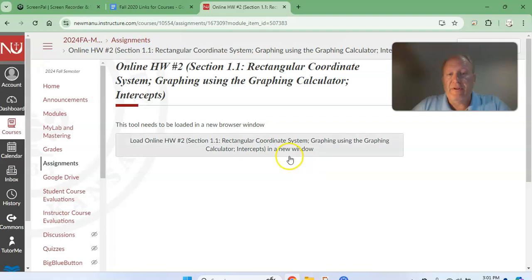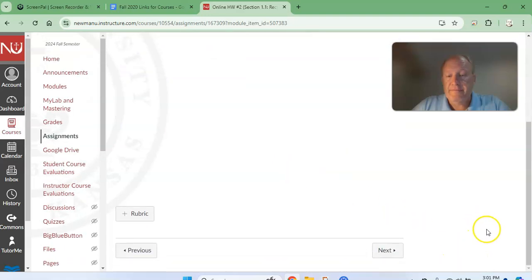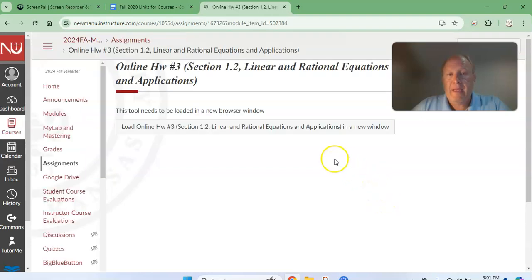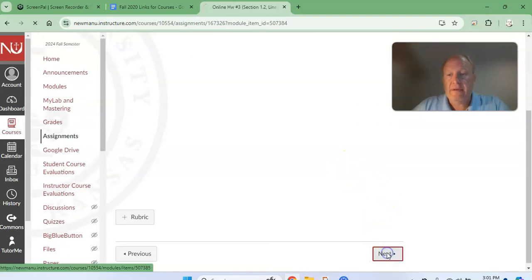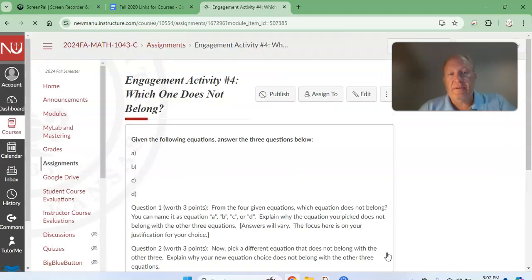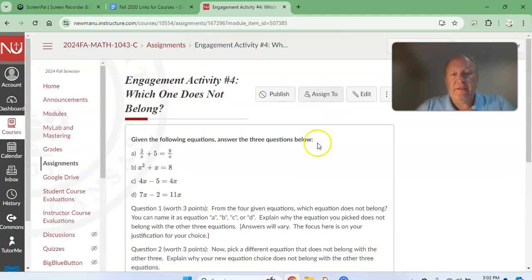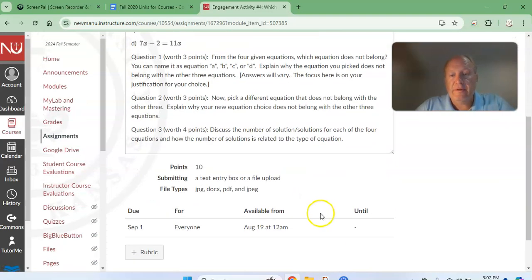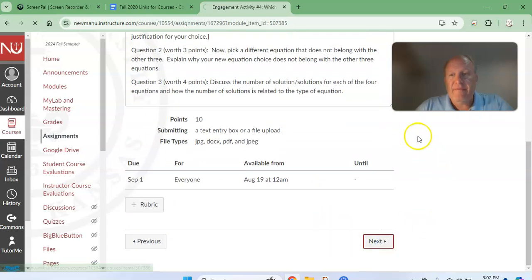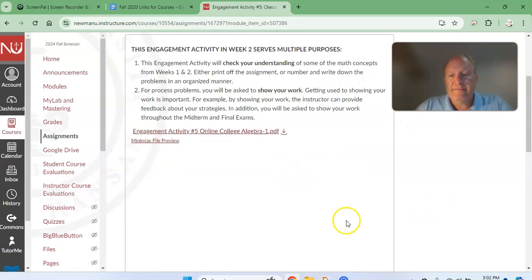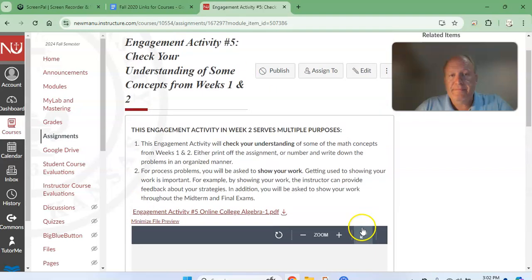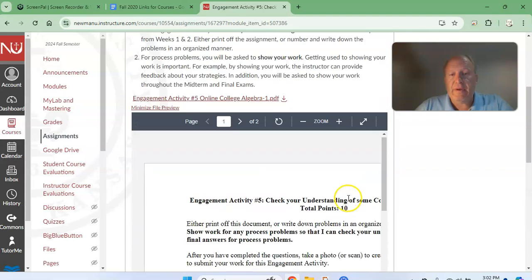Here's your link to your online homework for the first section. And here's your second section. And that should bring us to your engagement activities. Here's your engagement activity number 4 and number 5. Make sure you take doing these real quick.